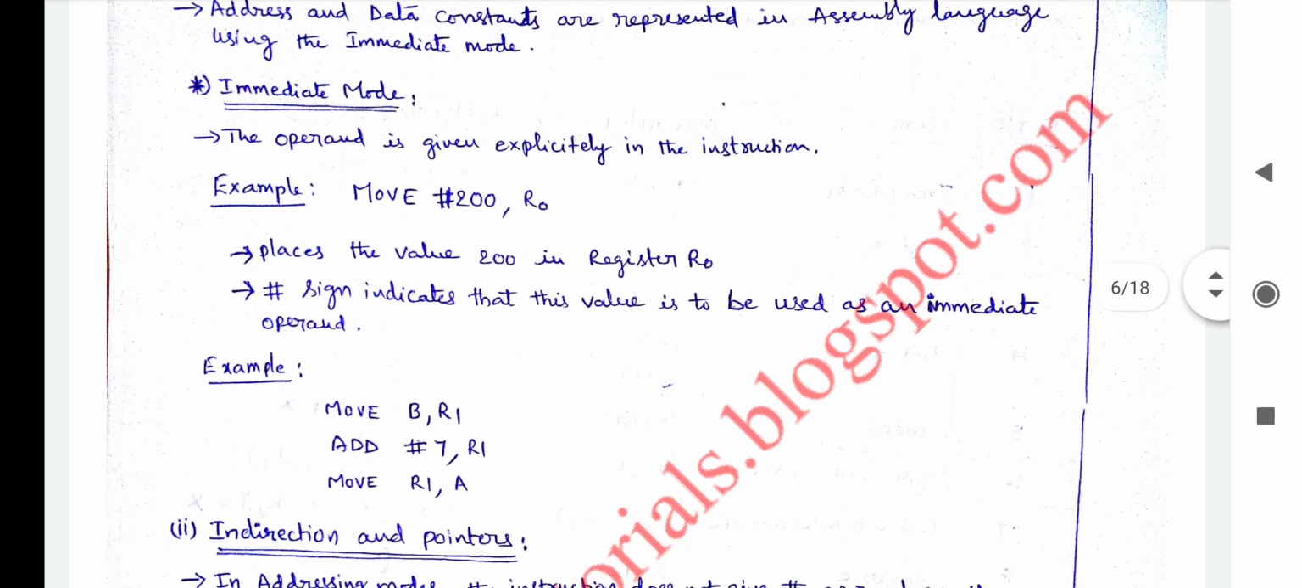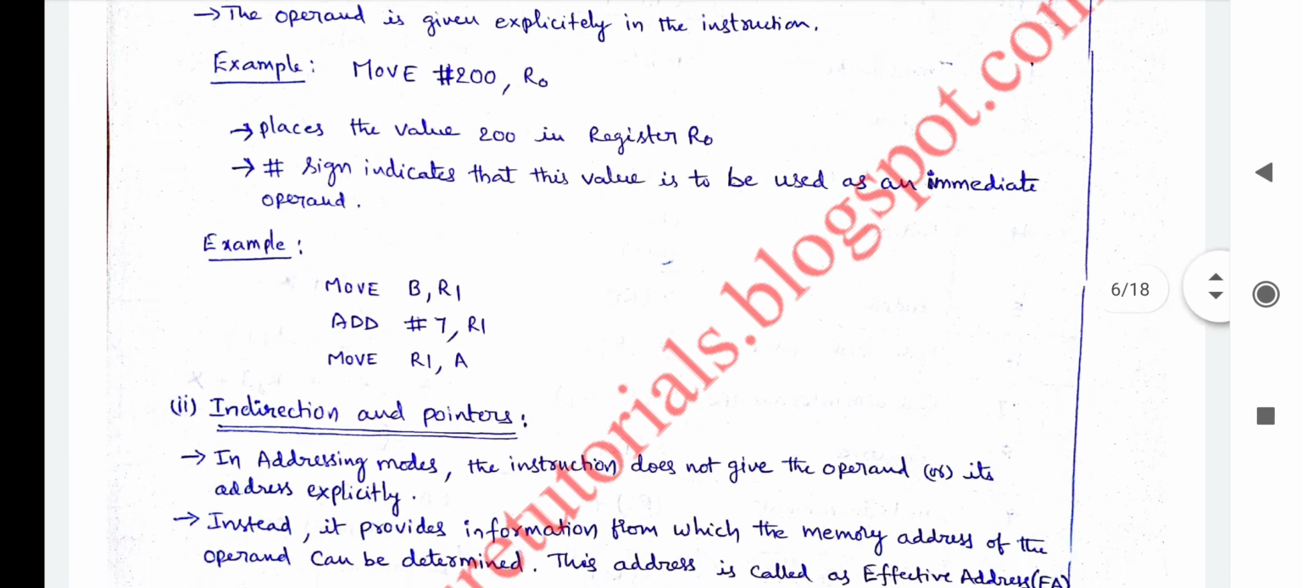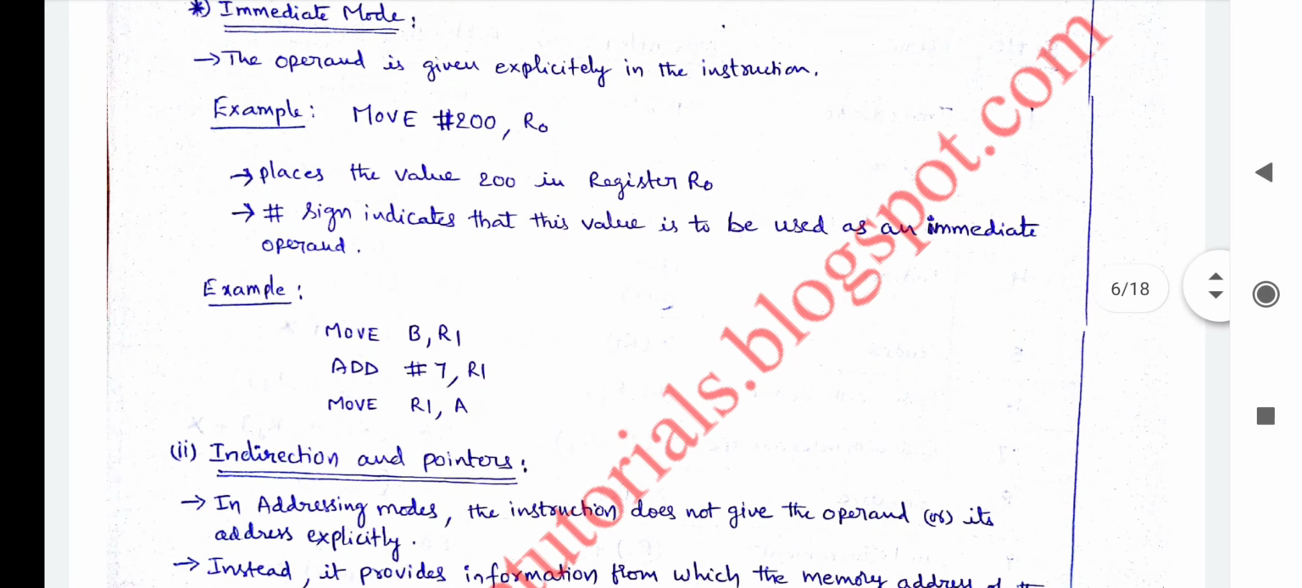See, example: move B comma R1. B is moved to register R1. Add hash 7 comma R1. That means we have to add 7 to R1, and move R1 comma A. So R1 is moved to A.